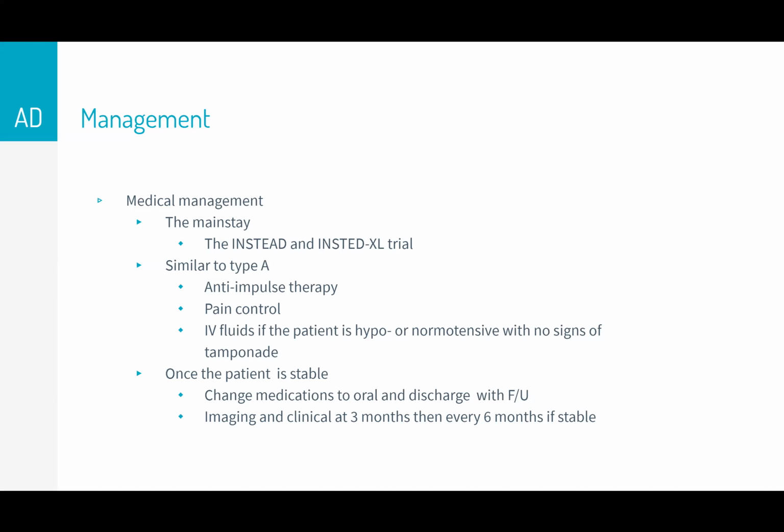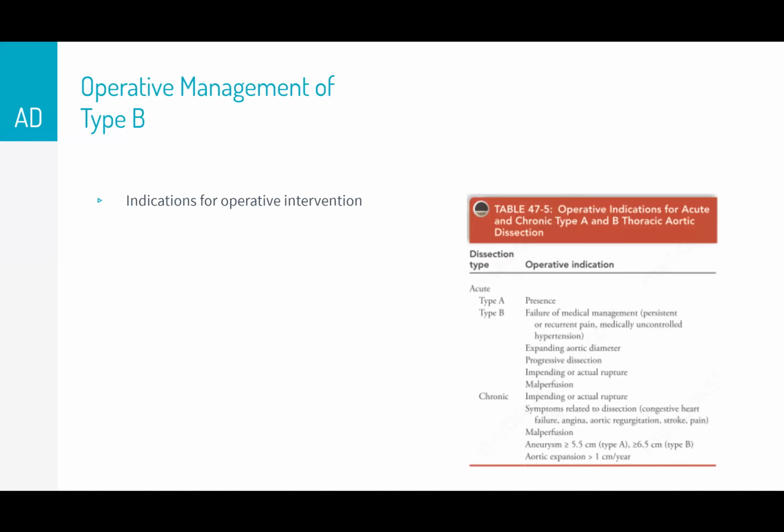The medical treatment for type B is similar to type A. You do the anti-impulse therapy and pain control. You would give the patient IV fluid if the patient is in shock or hypotensive. Once the patient is stable, you can change his medication to oral and discharge him with follow-up. Imaging and clinical follow-up at 3 months, then you can do it every 6 months if the patient is stable.